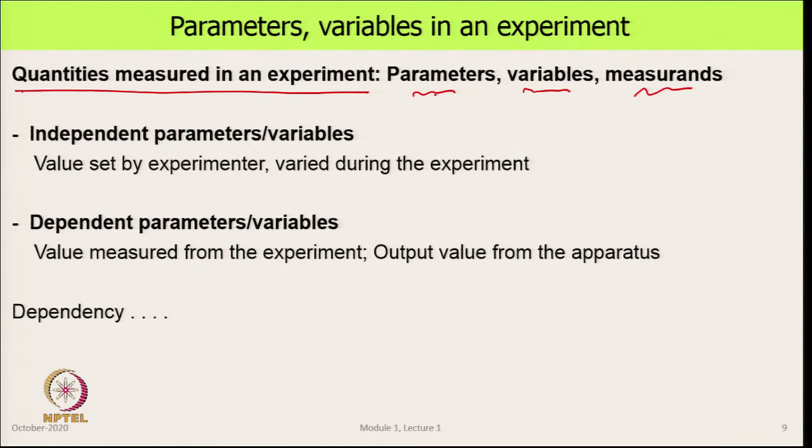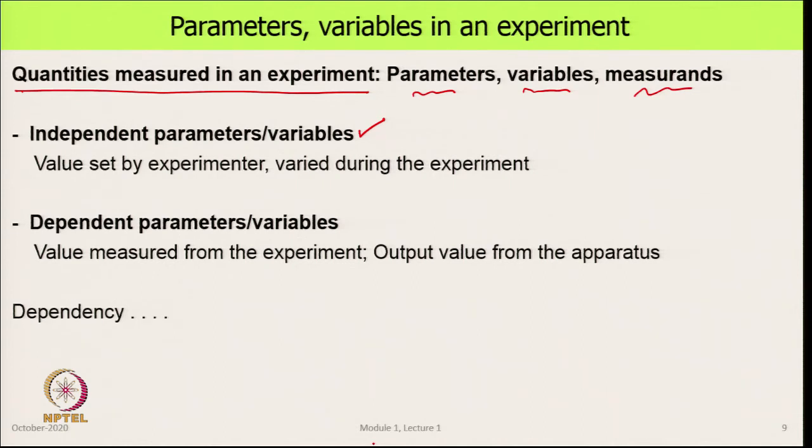Sometimes we will use this, sometimes we use this, sometimes we will use this, but we know what we are meaning by that: a quantity that is measured in an experiment. And there are two types, within that we can have two subclasses. One is called the independent parameter or the independent variable.